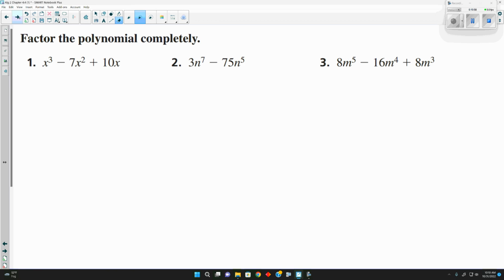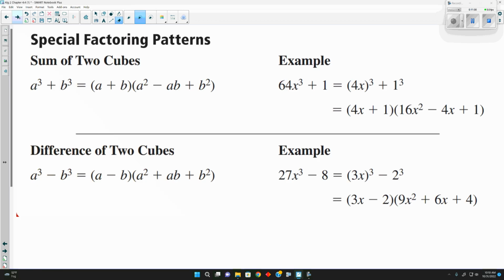Now, the first kind of new thing we want to look at today is this here. The sum and difference of 2 cubes. So when we have 2 terms that are a perfect cube, that are multiplied by themselves 3 times, they will factor into this form here. So if we have a cubed plus b cubed, we get a linear term, a plus b, because the power is 1. So a plus b times a squared minus ab plus b squared. Or if we have a difference, a cubed minus b cubed, we get a minus b times a squared plus ab plus b squared.